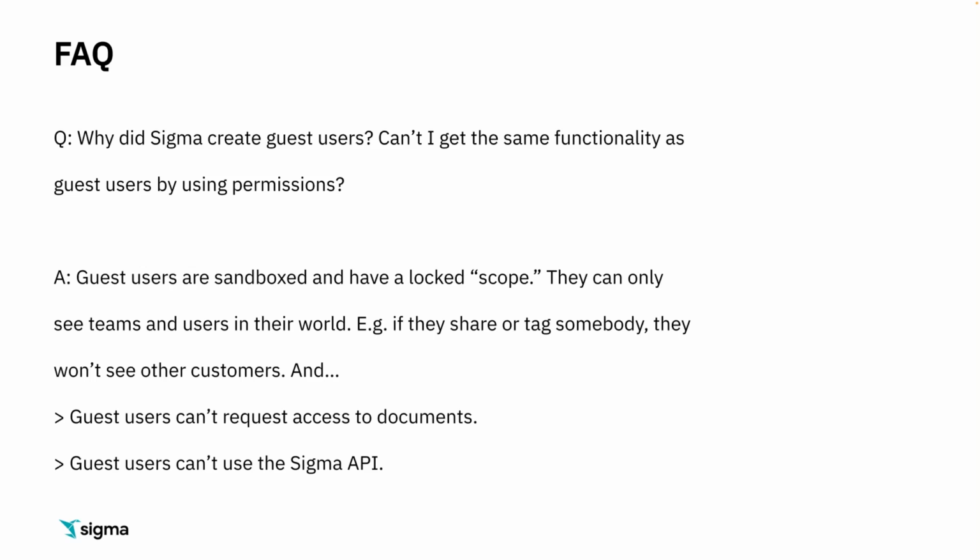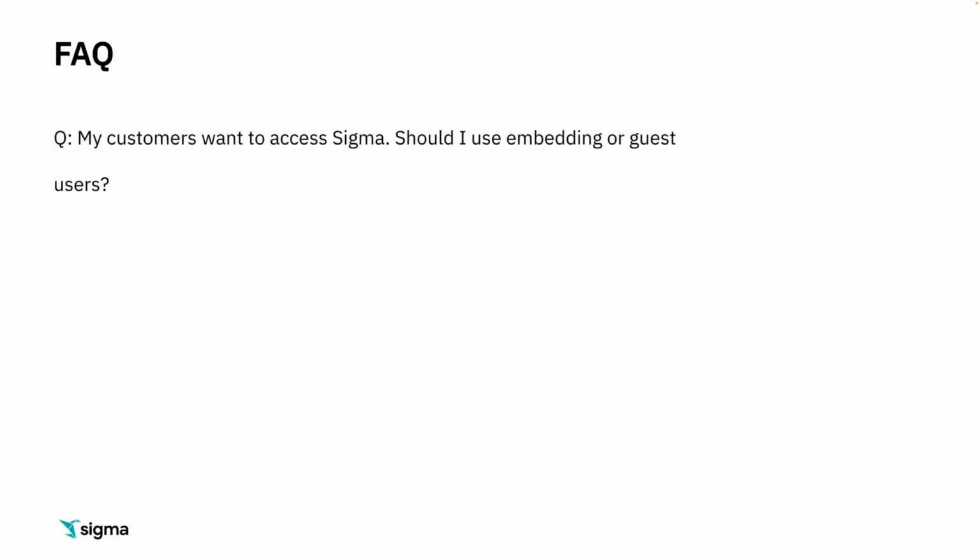Guest users cannot use the API. The next question is, my customers want to access Sigma. Should I use embedding or guest users? This is a pretty frequent question that I get.